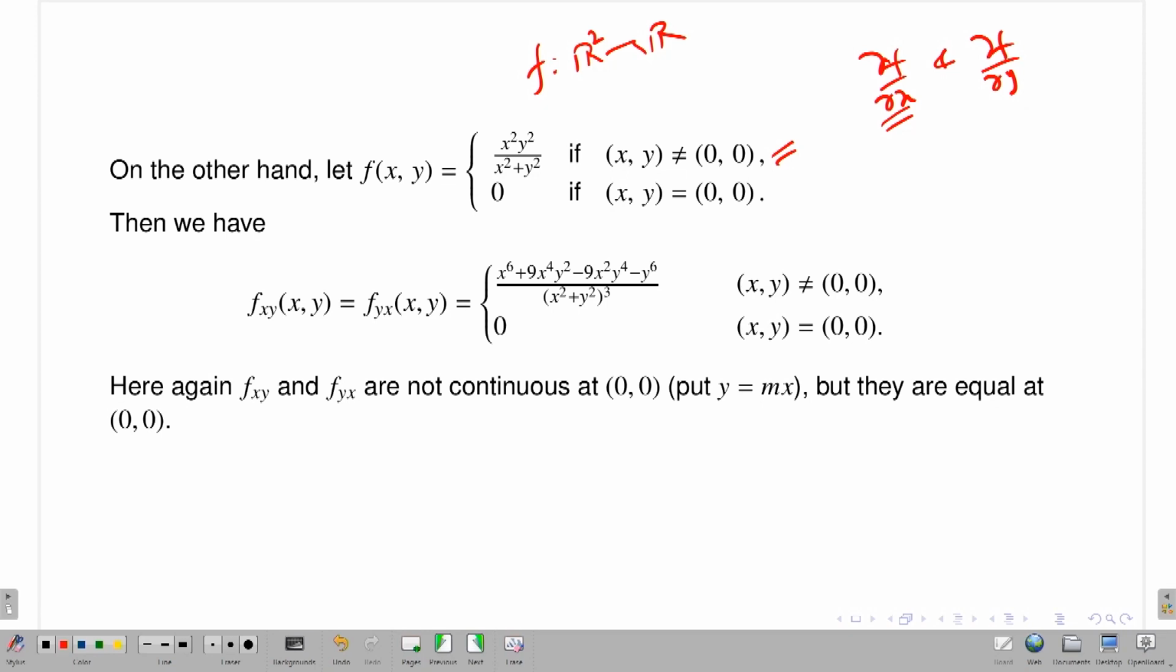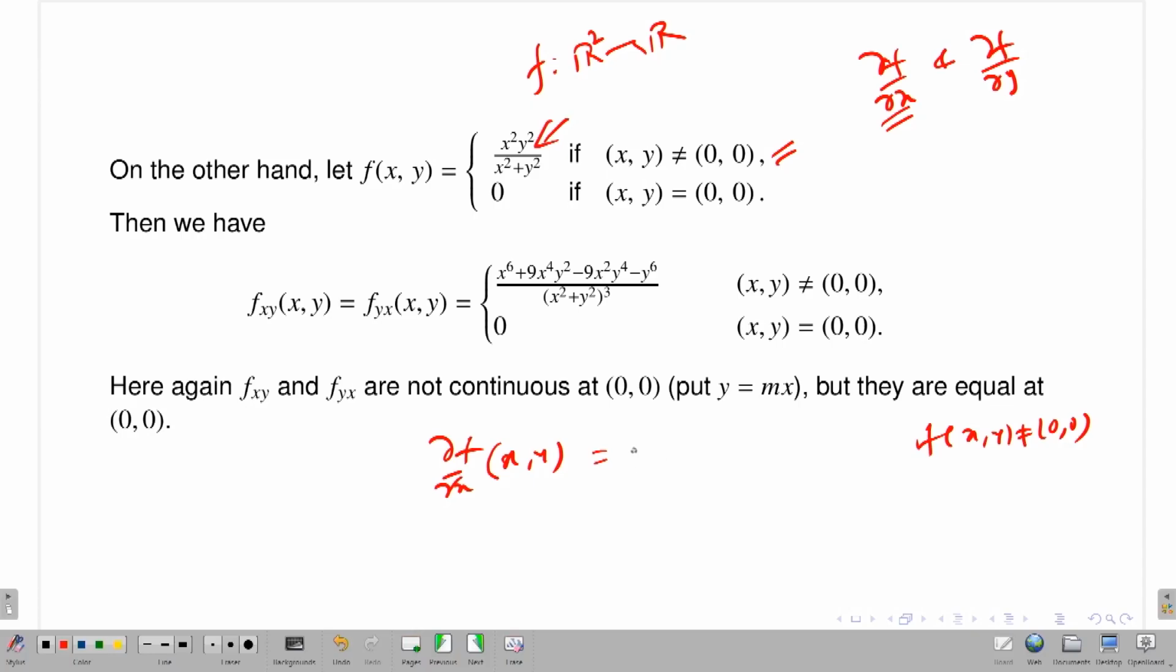For example, I am just telling you how things work here. Take del f del x at the point (x, y), say xy is non-zero. You just perform the derivative. If xy is non-zero and I want to calculate the partial derivative of f with respect to the x variable, think of y as a constant, keeping y constant, think of it as a function of x, and perform the derivative. Use the Leibniz rule, that is it.